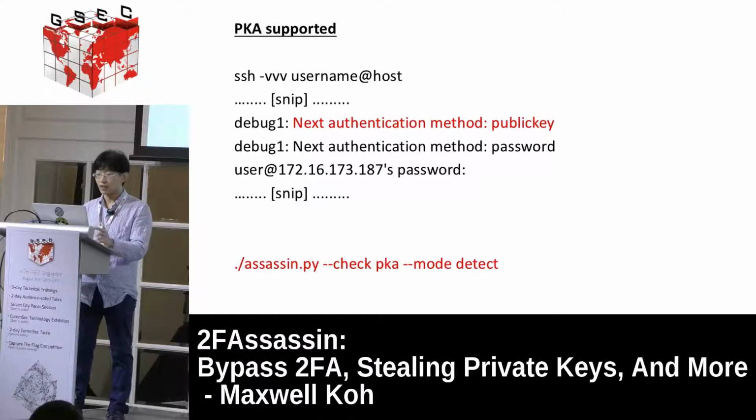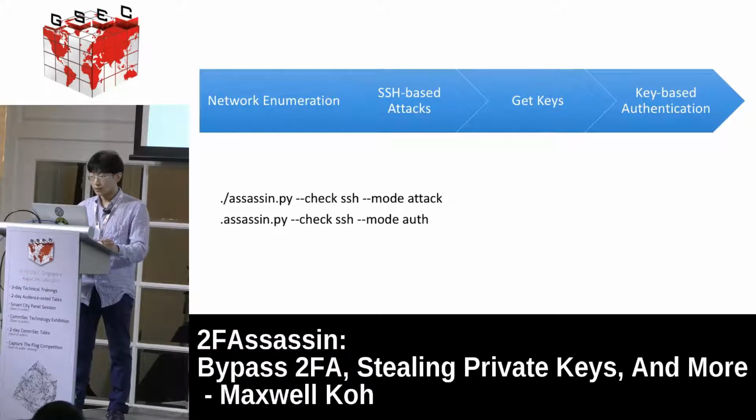You can just establish an SSH connection using debug mode. Then look for the keyword "Next authentication method: publickey". If you didn't see that keyword, it means the remote host doesn't support public key authentication at all. Or you can just use this tool to check it out for you. The command is there. So let's run the SSH attack to get a key.